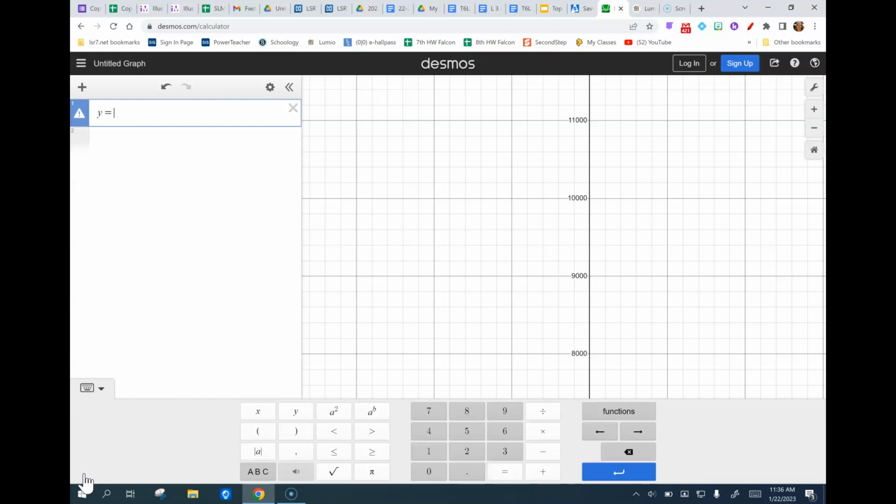Y equals 20,000, and I'm going to put parentheses because I don't have a different way. I guess I could have said times. Let me see if I can.